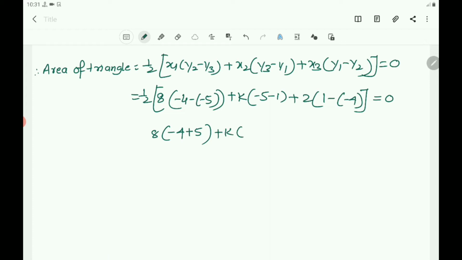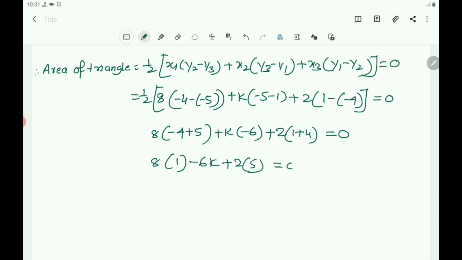k into minus of minus 1 is minus 6. Minus 5, sum of minus 5 and minus 1 is minus 6. Plus 2 into 1 minus of 1 minus 4 is 1 plus 4 equals 0. Then 8 into minus 4 plus 5 means 5 minus 4, that is 1, plus k into minus 6 is minus 6k, plus 2 into sum of 1 and 4 is 5 equals 0.